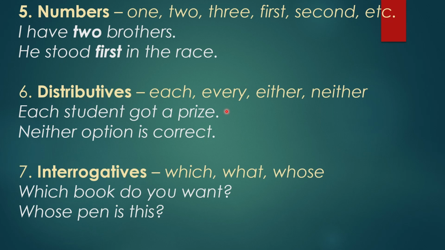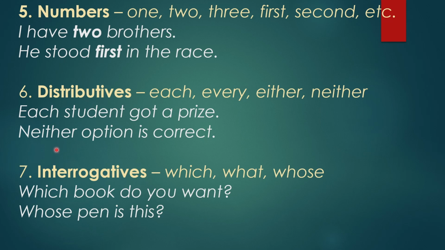Next is either. Either is used to indicate a choice, means any one between two you can choose. You can choose either book. If two books are there, choice is there for two, so either option is fine, right? And if we are using neither, that means none of the two options is acceptable. So then we use neither.